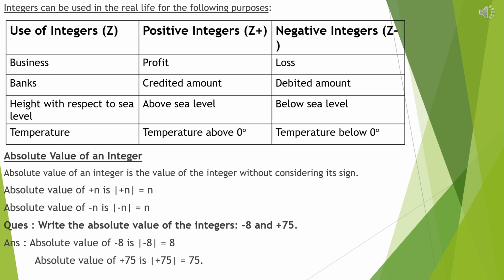Profit, credit amount, above sea level and temperature above 0 degrees, these all show positive integers. Loss, debited amount, below sea level, temperature below 0 degrees, these all show negative integers.